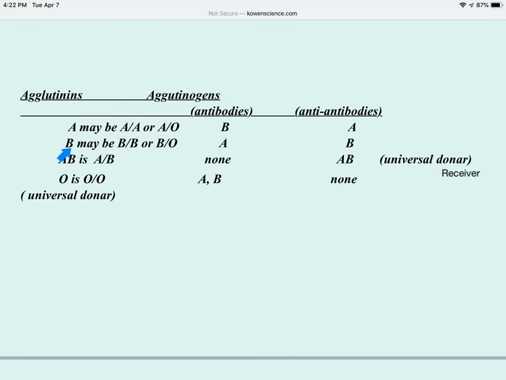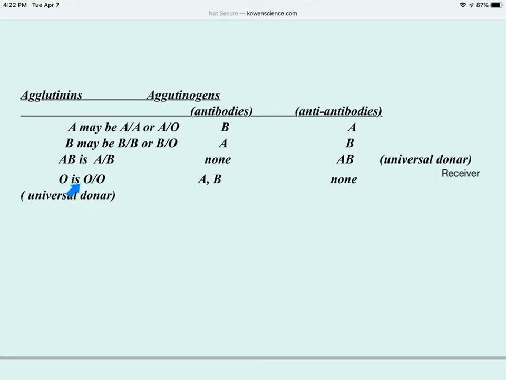A person that's type B blood can be BB, meaning they received a B trait from each parent, or they can be BO. They received a B from one parent and an O from the other parent. A person that's type AB blood receives an A from one parent and a B from the other parent. A person that's type O receives an O from both parents.